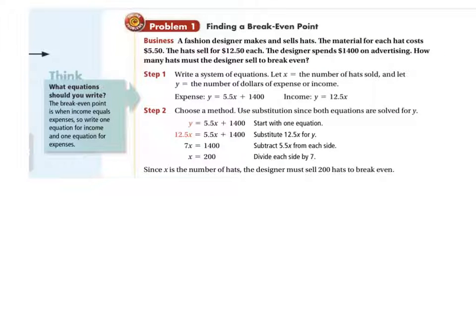Okay, before we actually solve, again, I want to look at the little think on the side. These are important. They're in your book. I don't know if you've noticed them. I know I've drawn your attention to them before, but it says the break-even point is when income equals expenses.